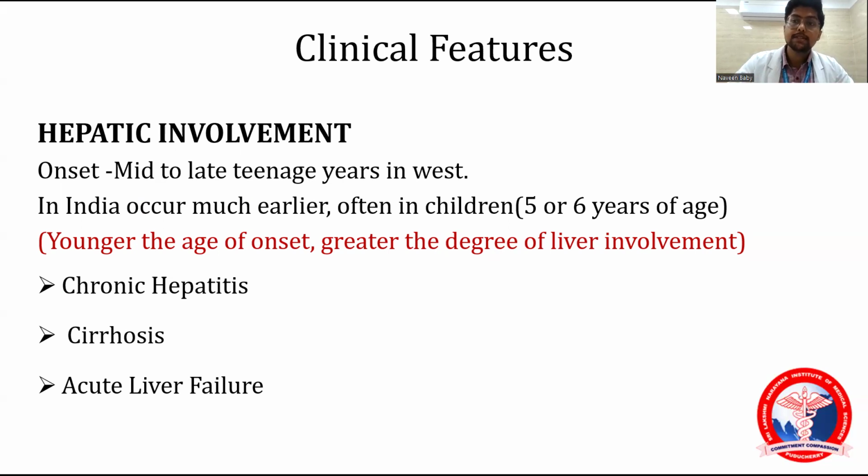Usually, in the earlier presentations in the pediatric age group, Wilson's presents with hepatic involvement, and they usually present in the mid to late teenage years in the West. But in India, we usually see these children presenting at a much younger age, even between 5 to 6 years of age. And the younger the patient, the greater the involvement of the liver. These patients can present with acute liver failure, with highly elevated transaminases, coagulopathy and encephalopathy, or they can present with chronic hepatitis. They can also present with cirrhosis of the liver. So they can present at any stage of liver disease.